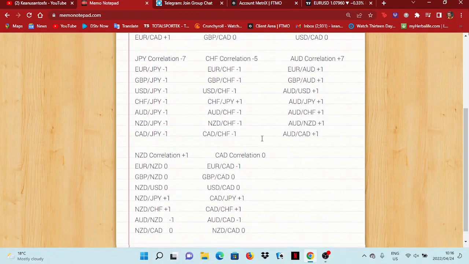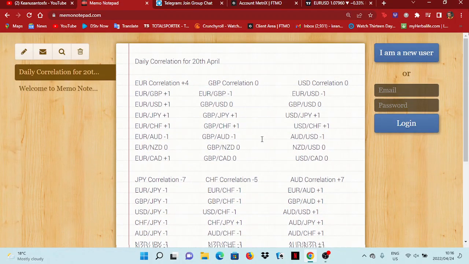So I'm going to explain to you how we get these numbers and what the numbers represent. I want you to think of it as +1 means it's strong, 0 is neutral, -1 is weak. So now I'm going to give you a quick example on the charts.